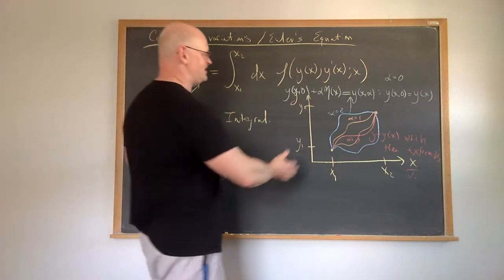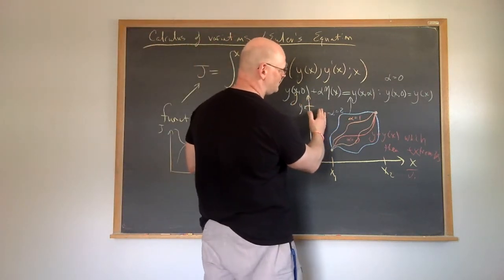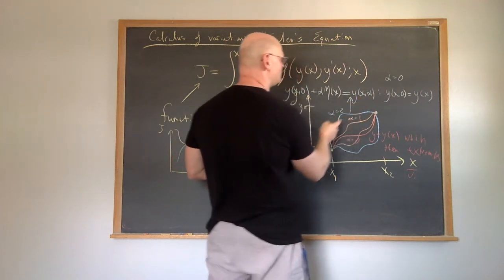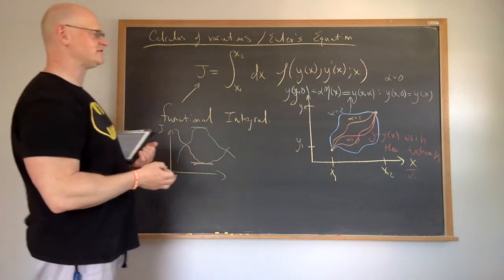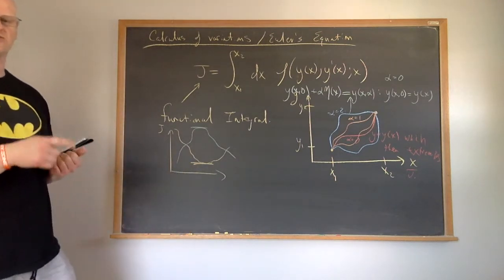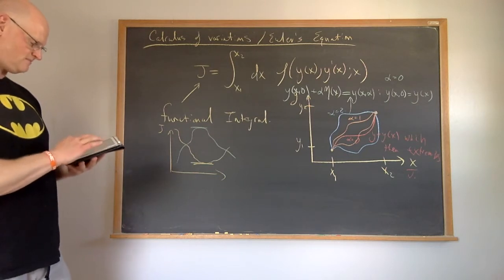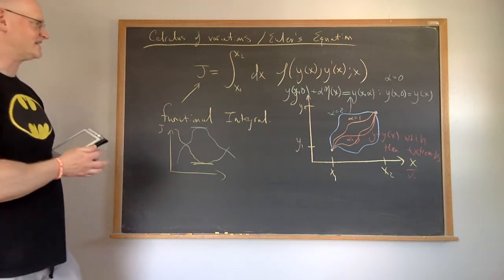Then by basically varying alpha, we can pull out the path that we want, and then eventually by setting alpha equal to 0, that will give us the path which actually extremizes our function. So, this is the idea.